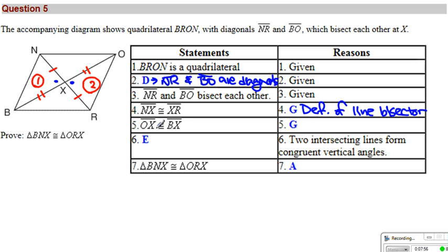And as soon as you realize two intersecting lines form congruent vertical angles, in this case, this must be the reasoning for, as I mentioned, these two blue dots, as in angle BXN must be congruent to angle OXR. And then, as we mentioned, it was side-angle-side. Alright, let us move on to number 6.